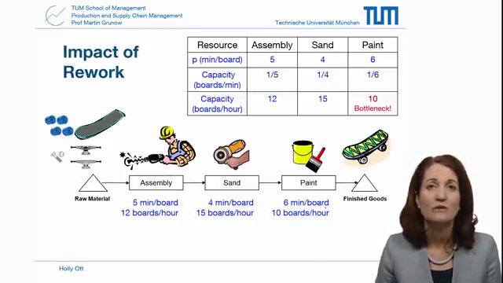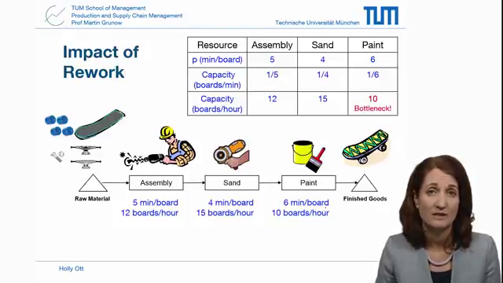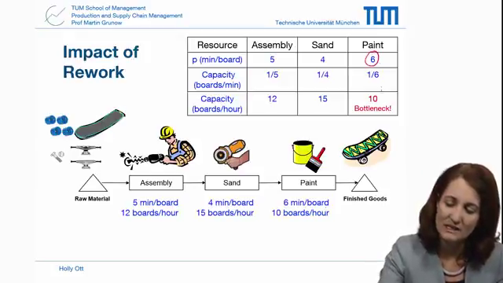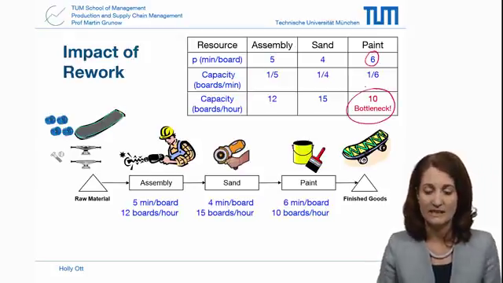We know how to analyze the process capacity and to identify the bottleneck of the process. And here we saw that paint had 6 minutes per board process time. So since that was the highest, paint was our bottleneck at 10 boards per hour capacity.